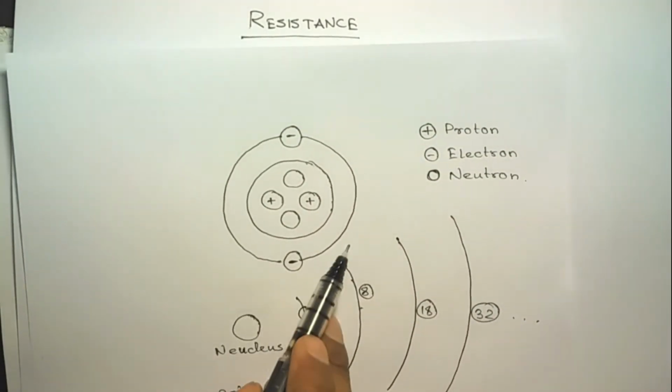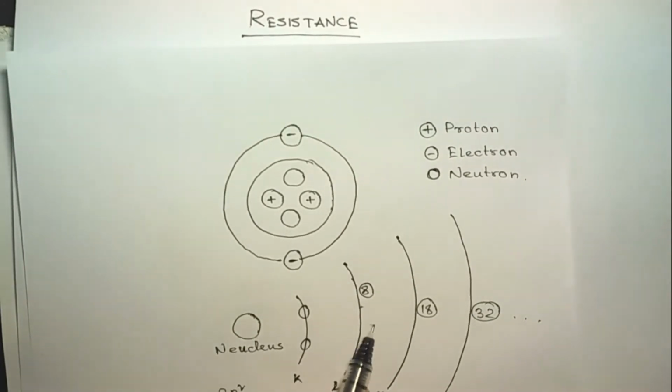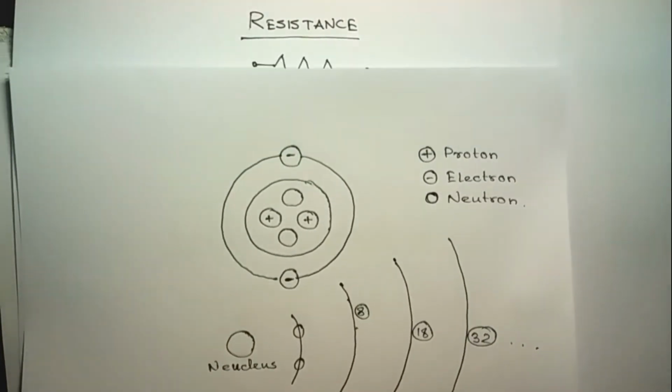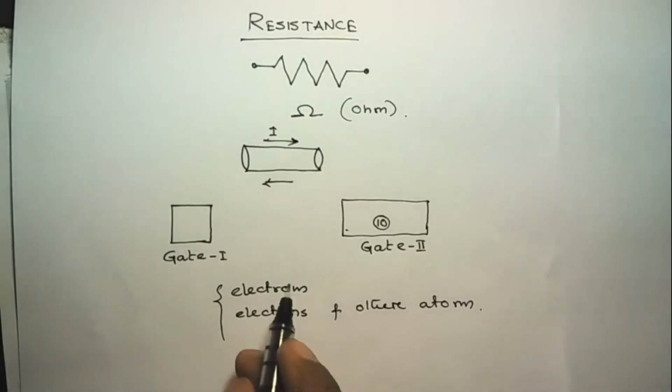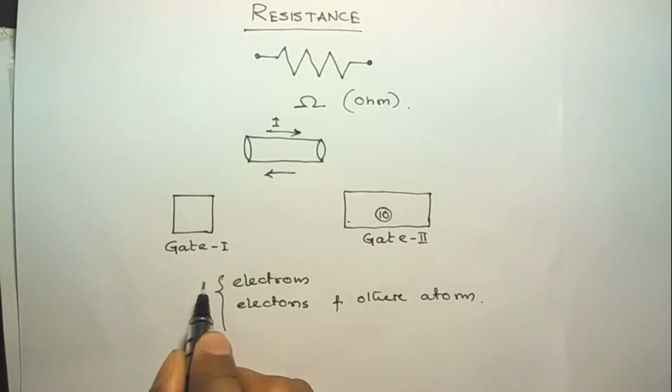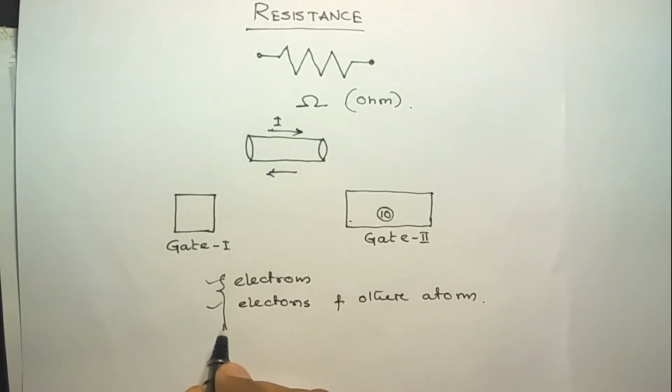This is our atom. Here is the nucleus. These are a few cells and subcells are also there. So the resistance is the collision between electrons, or between the electrons and the other atoms.